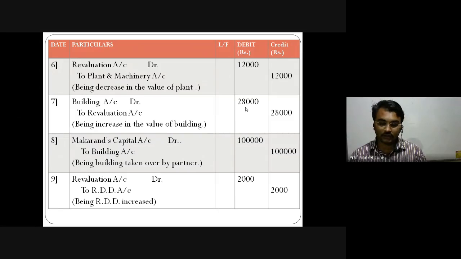Now the credit will be given to whom? To Makarand's capital account. So it will be credited to, sorry, it will be credited to building account and debited to Makarand capital account. What happens with this? By debiting Makarand's capital account, that will be a decrease, the capital account will decrease. So whenever the capital account decreases, where should it be posted? Yes of course you know, it should be debited to the capital account. That means the debit side of the capital account you have to write to building account by rupees 1 lakh in the column of Makarand. And what is the narration, being building taken over by partner.